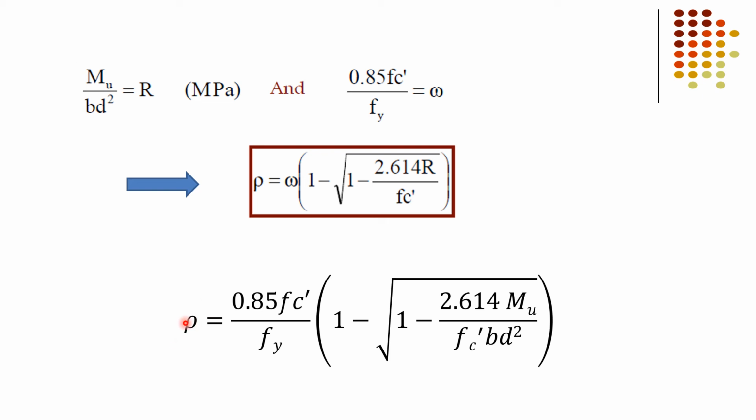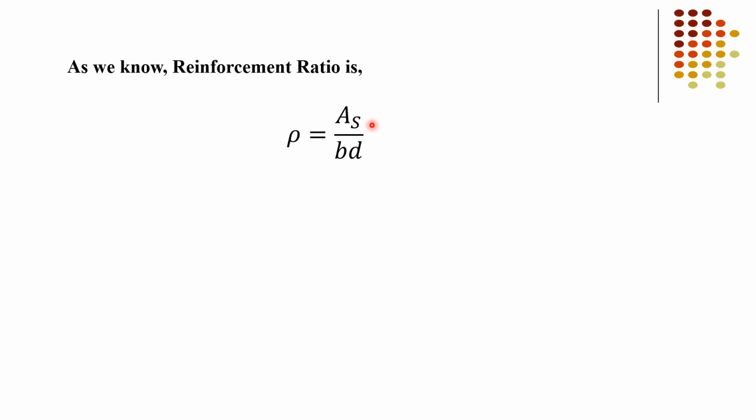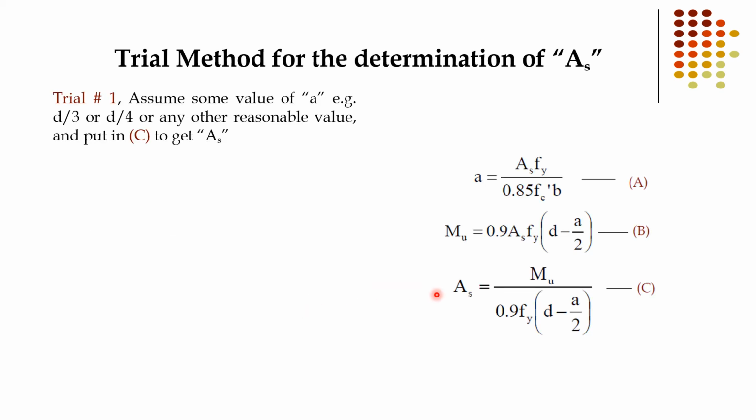Okay, if we have the reinforcement ratio, as we know, reinforcement ratio is area of steel divided by bd, then we can get the area of steel. How much area of steel is required in that section? Rho will be multiplied with bd. Now that is the second method for the determination of area of steel.